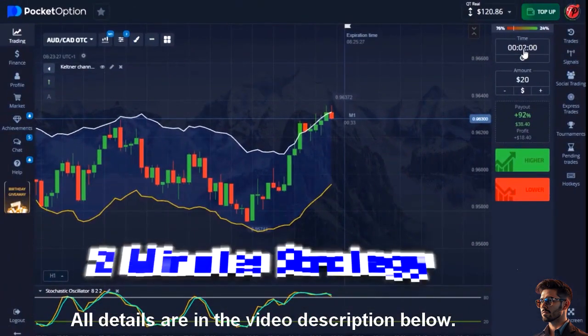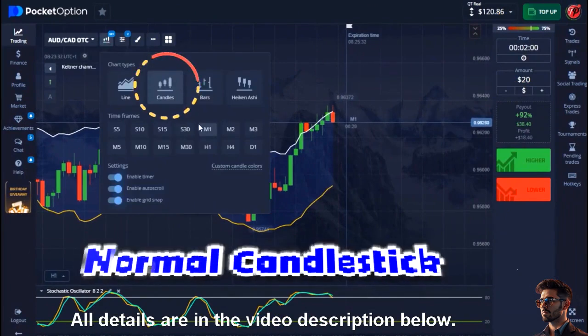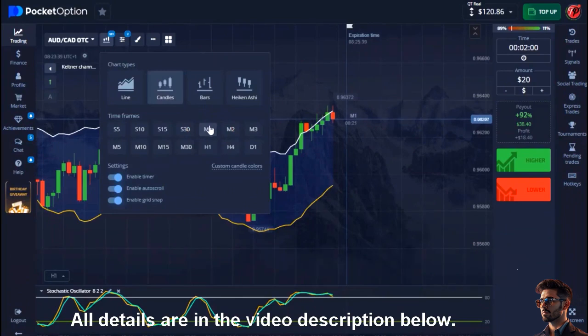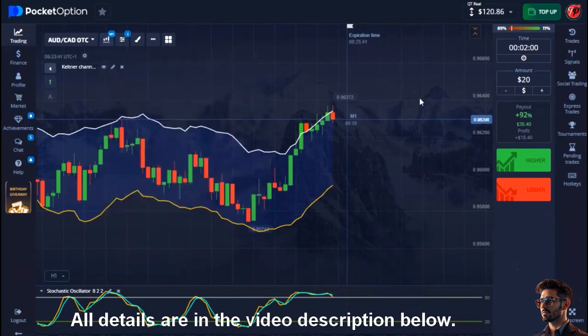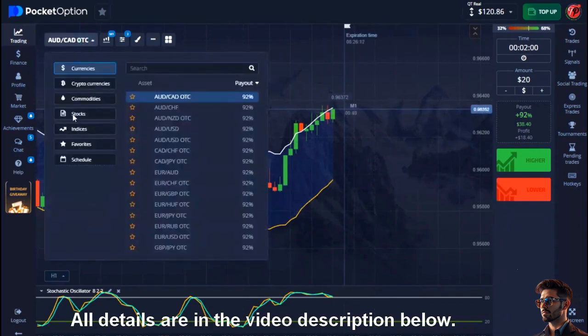Do not forget that this is a 2-minute strategy, and of course I'm using this on a normal candlestick with 1 minute candle time frame. So that's pretty much all you have to set up. Right now I'll be analyzing the market, and when I have a good moment I'm going to come down and enter a trade, and I'm going to show you perfectly how the strategy works. Do not forget I'm doing it with OTC. It actually works with both normal market and OTC, but in today's video I'll be using this on OTC market.